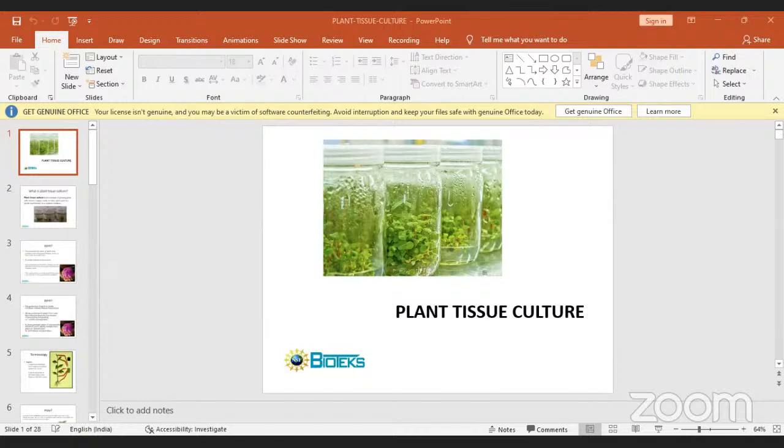So next, meristem culture. This is the shoot tip. You take the shoot tip, surface sterilize it with sodium hypochlorite, then rinse with distilled water, then peel the scales. The apical tip goes on Murashige and Skoog medium.